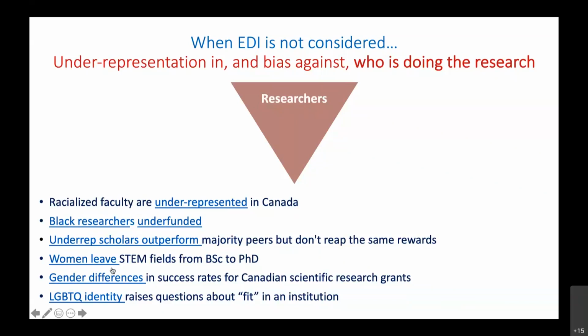There have been studies finding that there are gender differences in success rates for Canadian scientific research grants. So this is CIHR specifically, if people are familiar with the Canadian Institutes of Health Research. This is our major health funder for Canada. And there has been evidence of gender differences in success rates, which they are addressing. So thankfully, they seem to be responsive. And then there's evidence that LGBTQ individuals face biases too that can result in barriers to opportunities and may be less likely to be represented again in STEM fields.